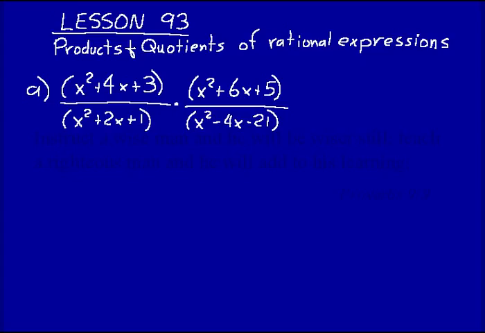Lesson 93 is about products and quotients of rational expressions. The best way to learn about these is just to go ahead and do some practice problems. So look at practice problem A. You see that we have two rational expressions there multiplied together. Remember, a rational expression just means ratio or fraction.